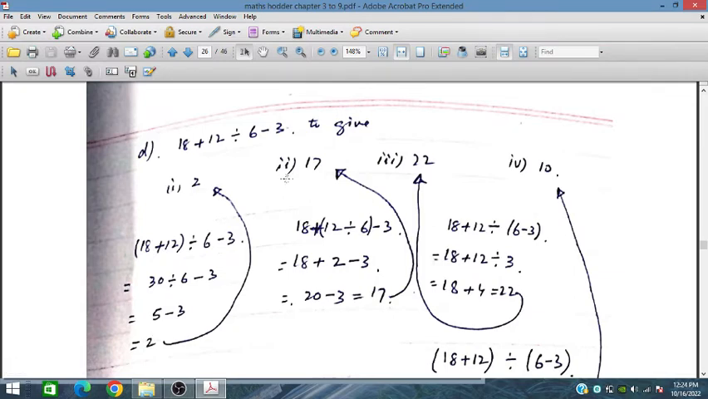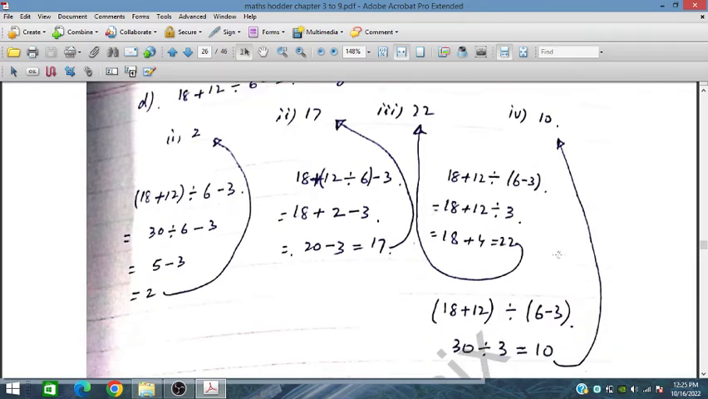So this is 2. For this one, to make it 17, 18 minus 12 divided by 6, we have to place a bracket here. So this becomes 2, 18 plus 2 is 20, minus 3 is equal to 17. For 22, we will place the bracket here. So this is 12 divided by 3, which is 4, plus 18 is equal to 22.